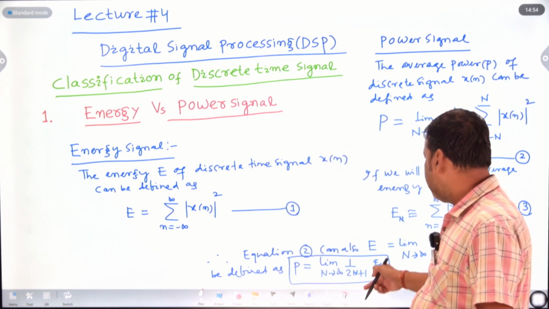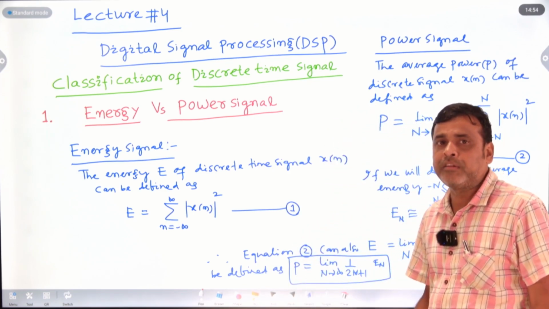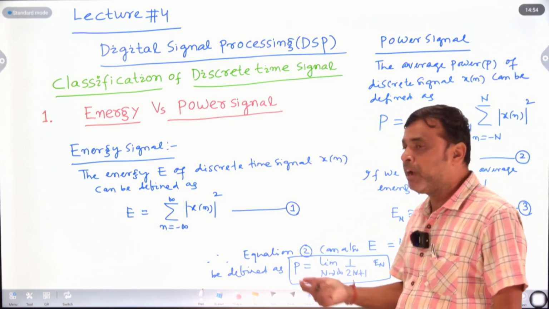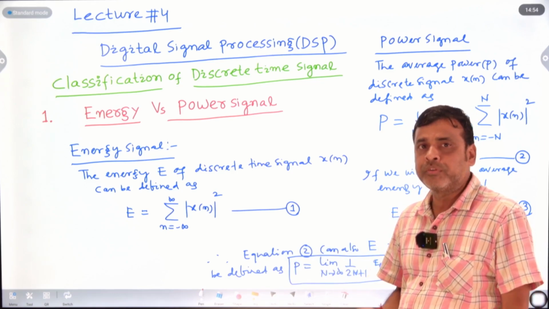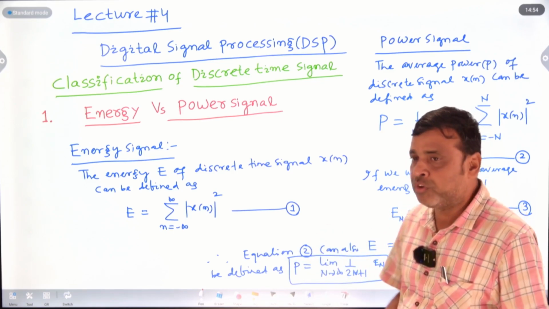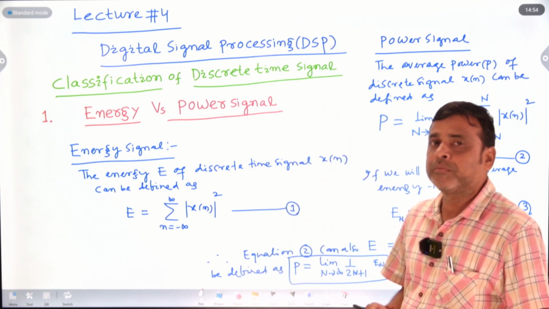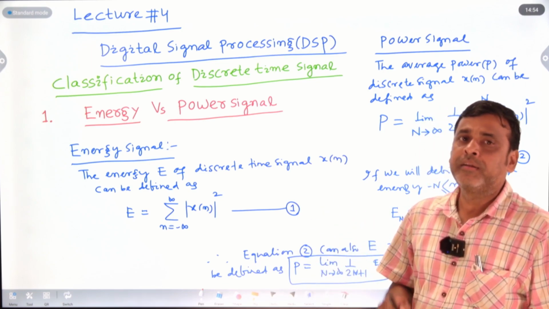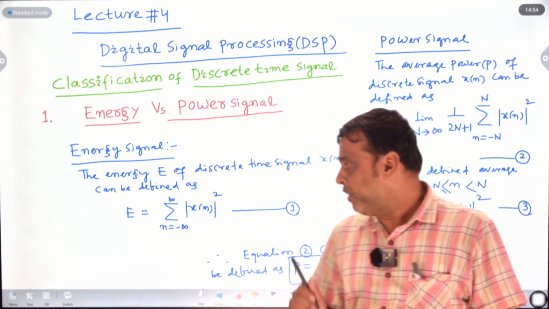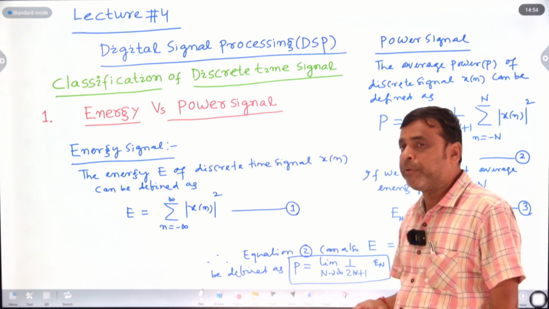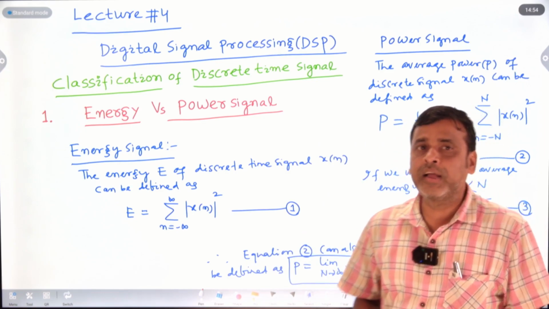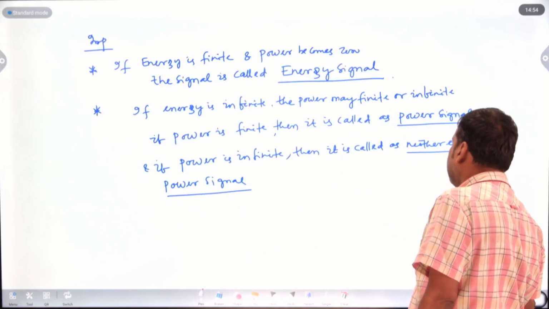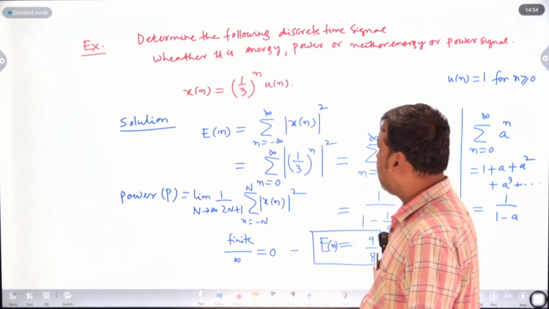In the second case, if energy is infinite, then infinite by infinite is an indeterminate form, so we will move to certain procedures to evaluate whether the power becomes finite or infinite. If the energy is infinite and the power is finite, then we can say this is a power signal. If energy is infinite and the power becomes infinite, then you can say that it is neither an energy nor a power signal. With the help of these following examples, we have used these examples.